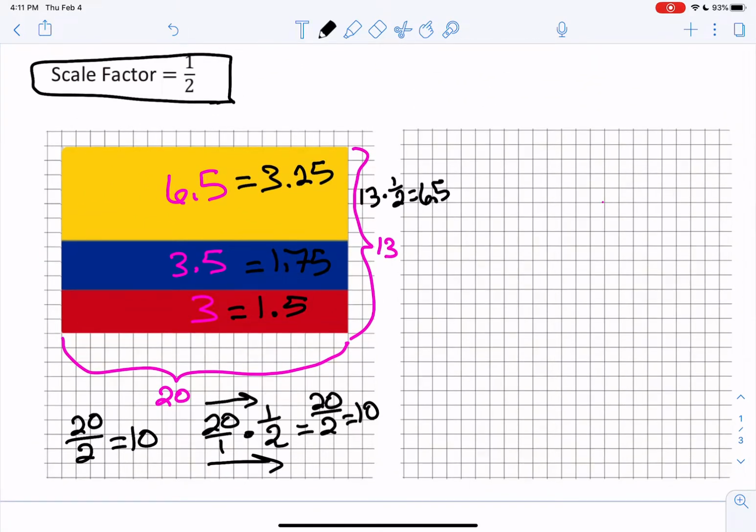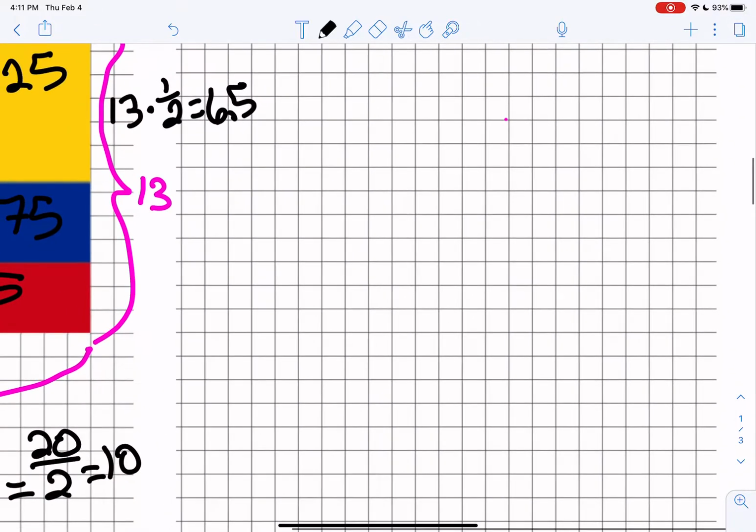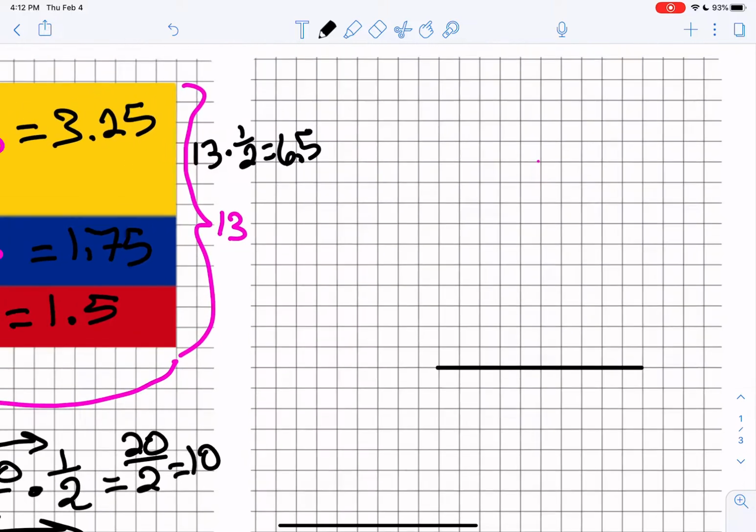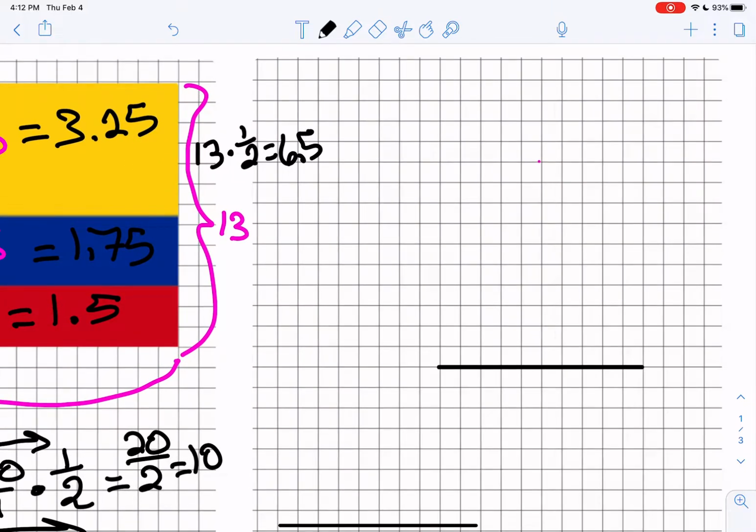So here we go. The width of our flag is now 10 instead of 20. So I'm going to go ahead and draw out a line that's 10 long. So here we go. 1, 2, 3, 4, 5, 6, 7, 8, 9, 10. Okay, our height went from 13 to now 6.5. So 1, 2, 3, 4, 5, 6.5, about there. Now I'm going to go ahead and close out the rectangle.